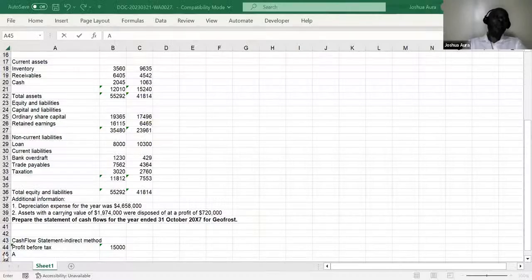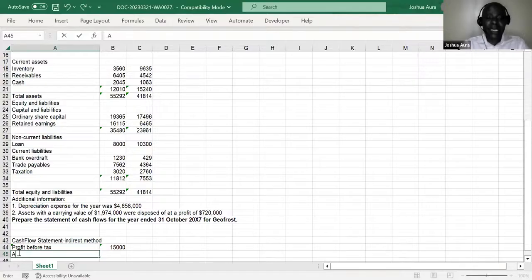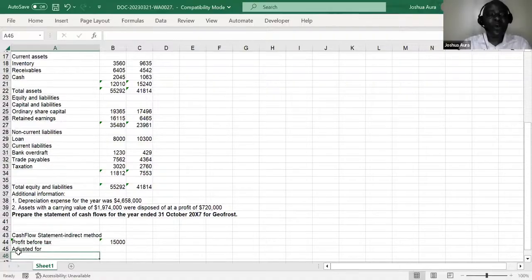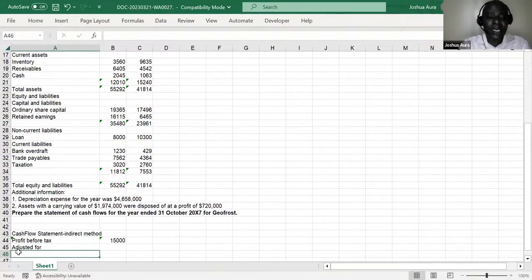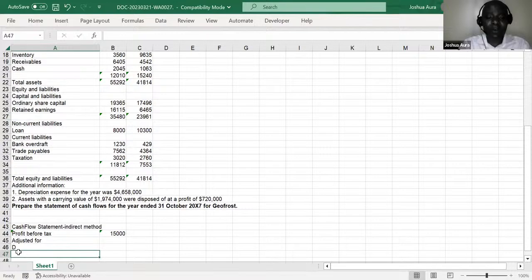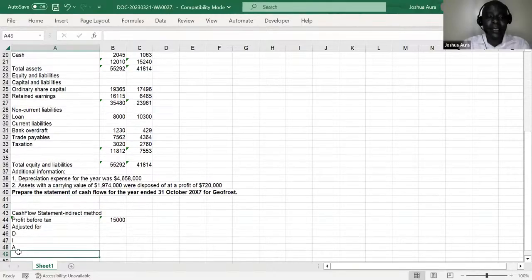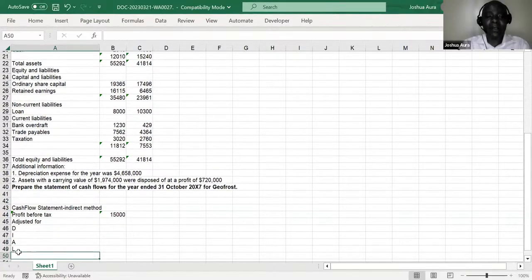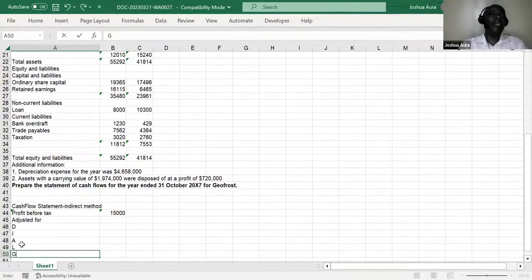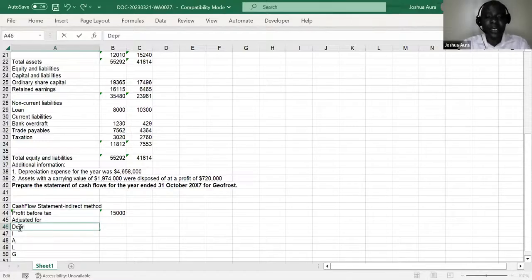So then I should be able to come here and say adjusted for. So this adjusted for, what do we have? Remember, it is DIAL G. If you remember, you don't have to write this in full. So of course, the first D here is depreciation.